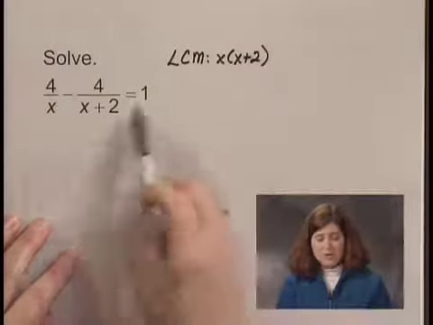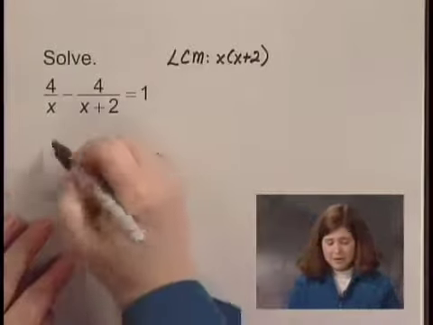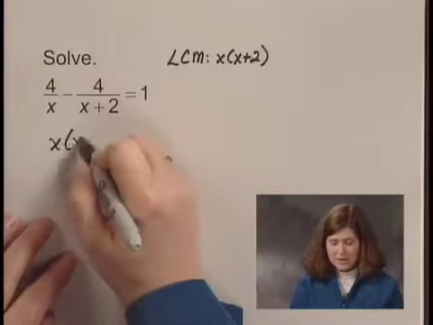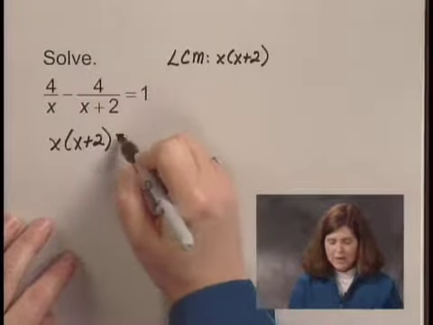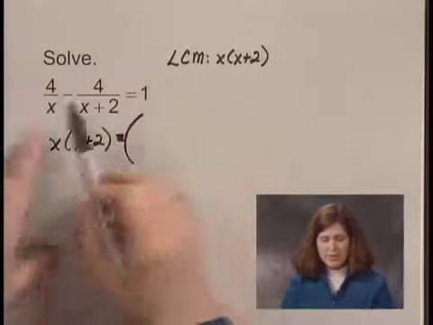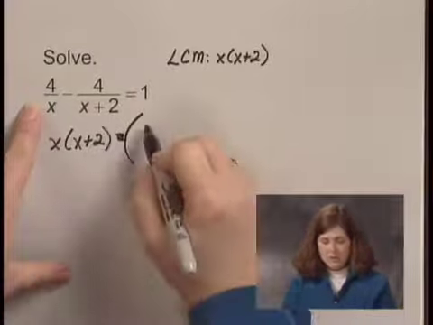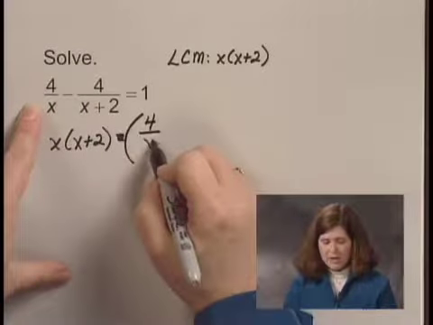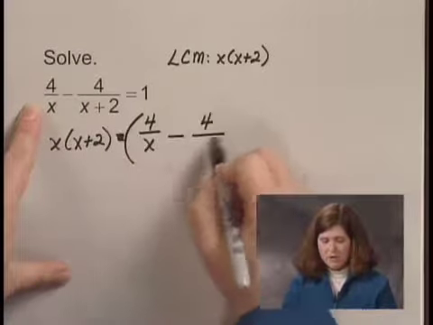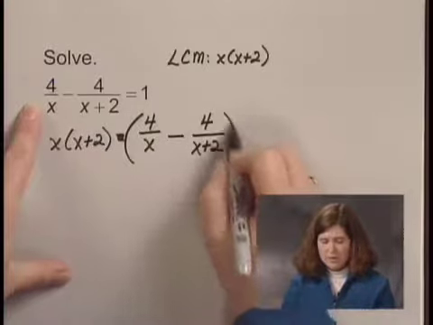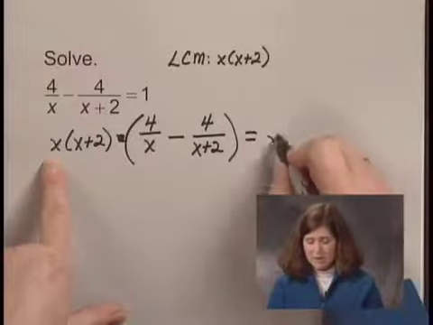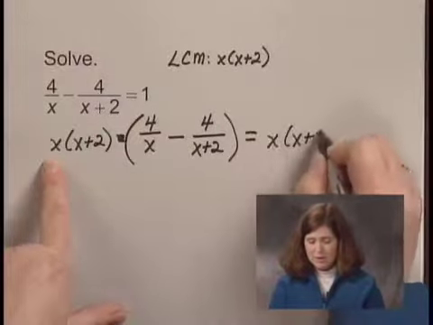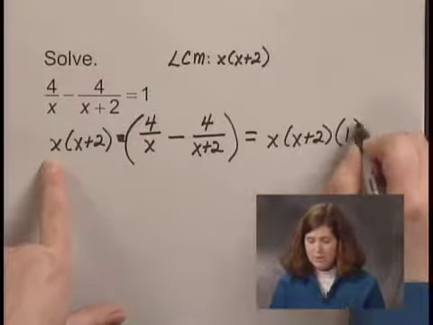So I multiply both sides of the equation by this. I have x times x plus 2 times, and then I multiply it by the entire left side of the equation, 4 over x minus 4 over x plus 2, equals, now I multiply the other side by the least common multiple, x times x plus 2 times 1.